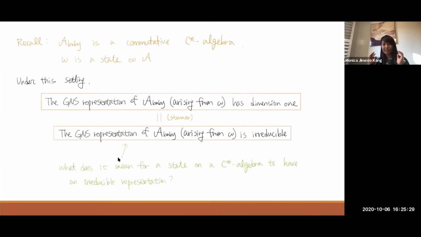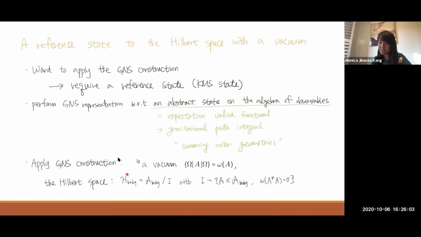Then, keeping in mind that the baby universe algebra is a commutative C-star algebra, and you're given a state on it, I'm going to apply a nice theorem by a mathematician called Stormer: the GNS representation of this baby universe algebra arising from a state has dimension one if and only if it is irreducible. Another way of saying this is that if the GNS representation of the baby universe algebra has dimension 1, the Hilbert space of the baby universe is one-dimensional.